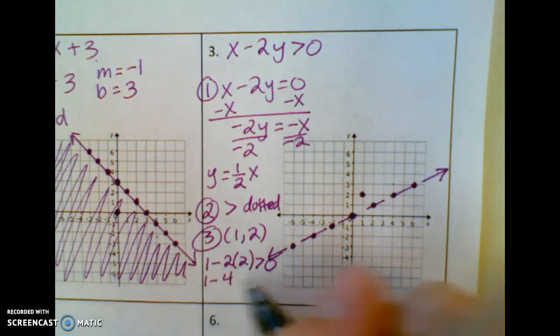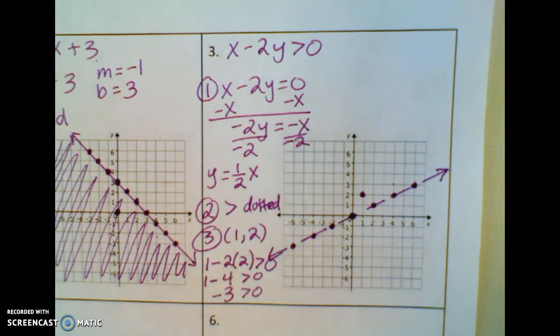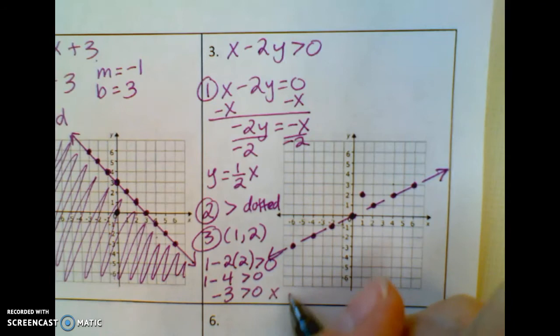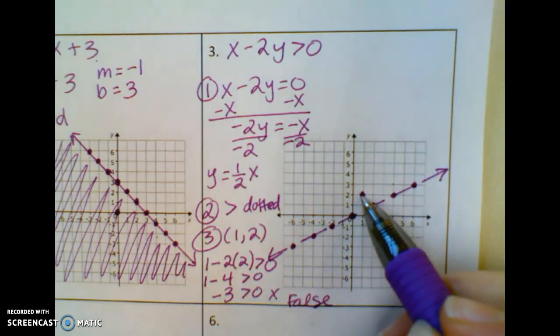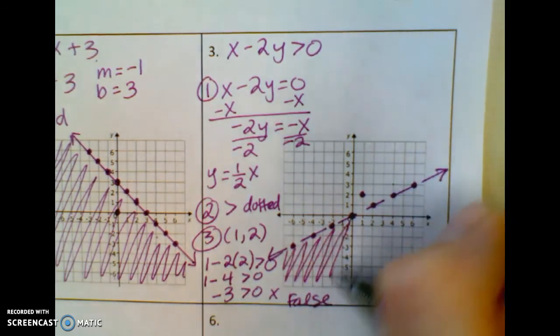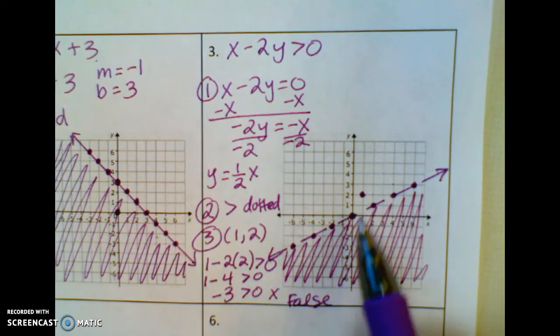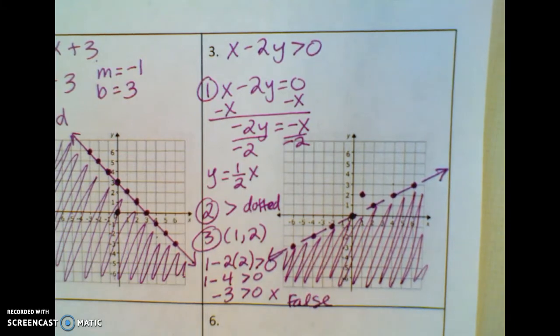1 minus 4 is greater than 0. That gives us negative 3 is greater than 0. Is that true? No, that's not true. Negative 3 is actually smaller than 0. That's false. So that means we are not going to graph the area that has that point. We're not going to shade that area. So we are going to shade the opposite area, shade this area. So if we plug in a point and that point is false, we get something that's not true, then we shade the area that does not have that point, the half plane that doesn't have that point.